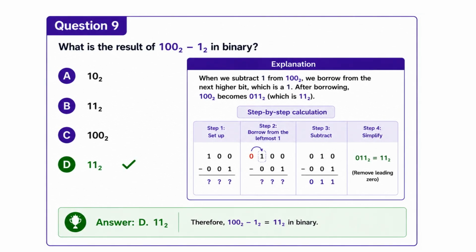Let's solve this binary subtraction. We need to calculate 10₂ minus 1₂. Since 0 minus 1 is not possible, we borrow from the next higher bit. After borrowing, continue the subtraction. The result is 01₂. We remove the leading 0, so the final answer is 1₂. Therefore, the correct answer is D. 1₂.